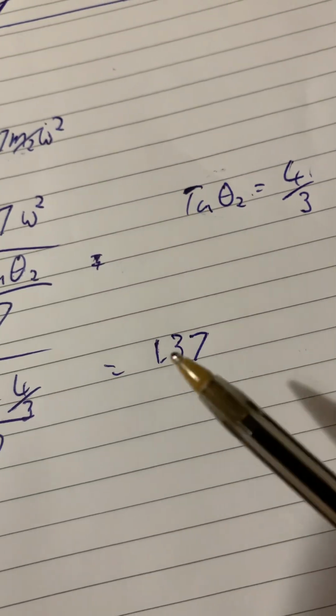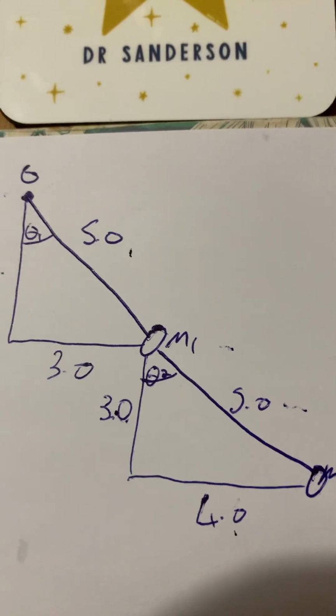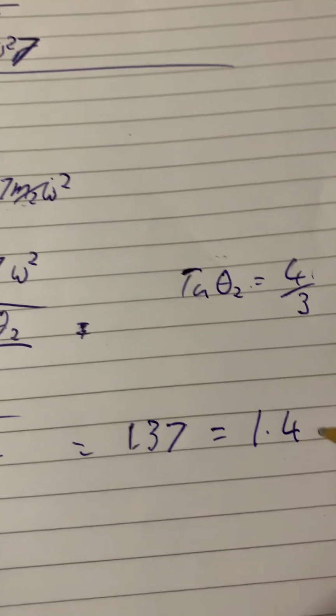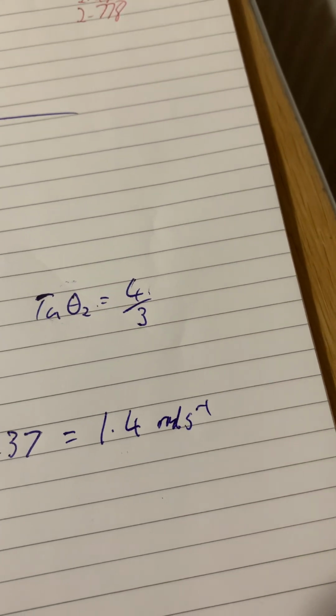When you do the maths, it's 1.37, but all of the data that was given to us was given to 2 sig figs, so it should actually be 1.4. That's going to be in radians per second. Hope that helps.